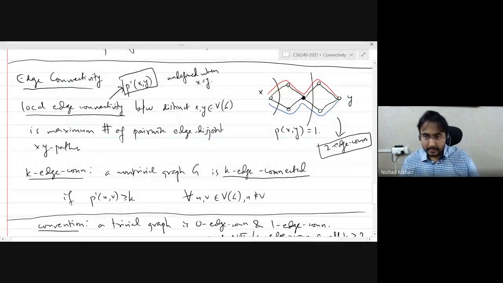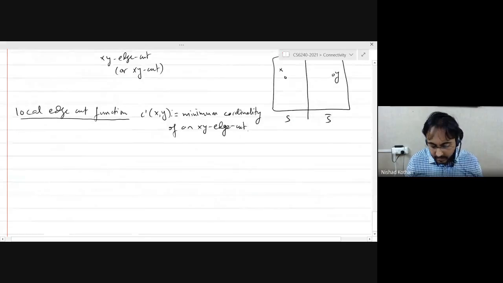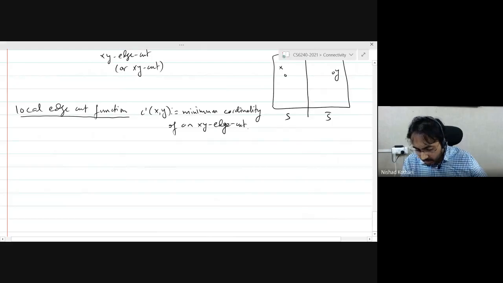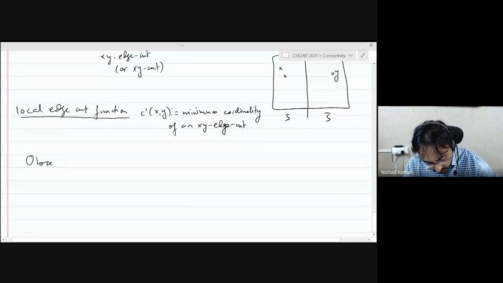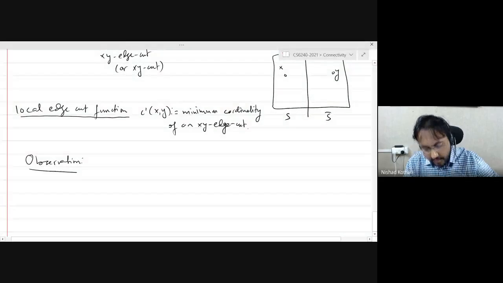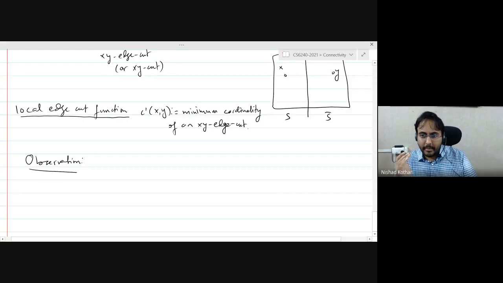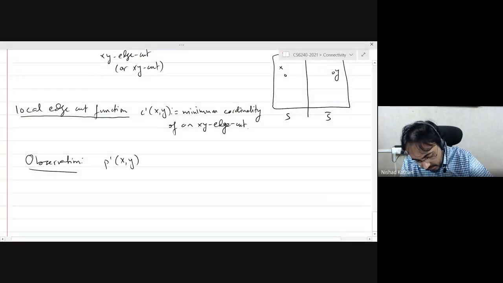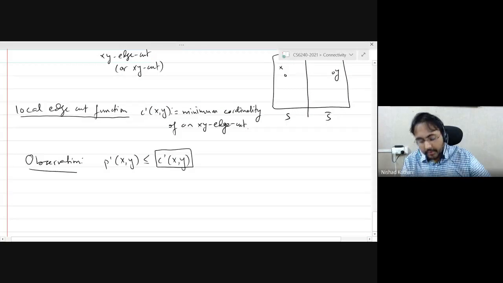So you expect something like Menger's theorem to be true, and that is actually true, as you will be proving on the assignment. So what is clear is that if you have got P prime edge disjoint paths, then from each path you must remove at least one edge. And so the size of a cut has to be at least as big as the number of paths, right? So P prime xy is less than equal to C prime xy because any cut has to use at least one edge from all such paths, from each path.